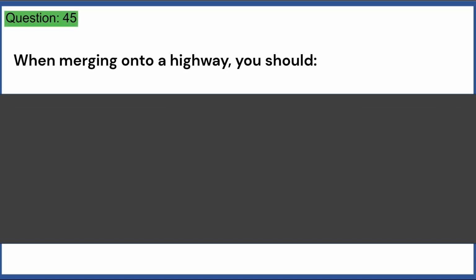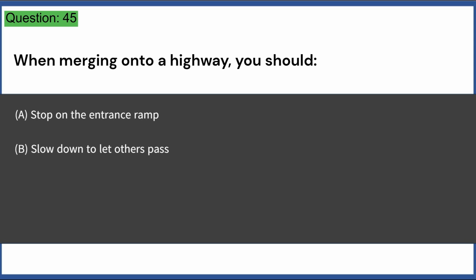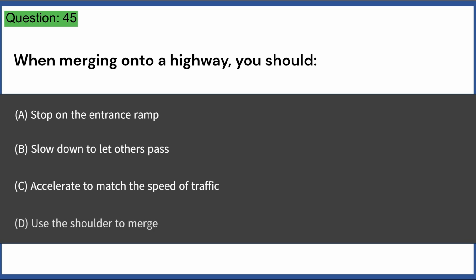When merging onto a highway, you should: A. Stop on the entrance ramp. B. Slow down to let others pass. C. Accelerate to match the speed of traffic. D. Use the shoulder to merge. Answer: C. Accelerate to match the speed of traffic.